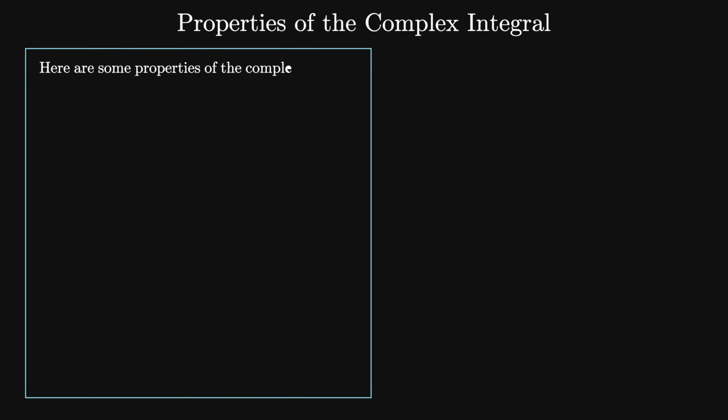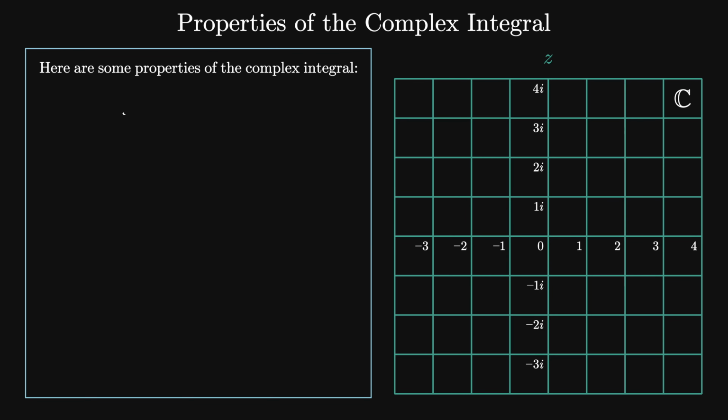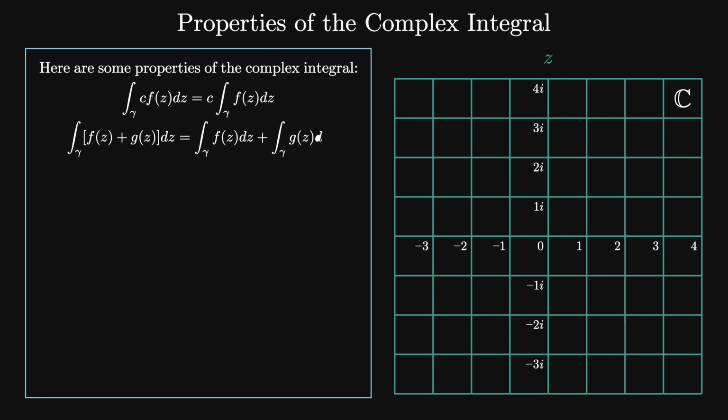Let's take a look at some properties of the complex integral. First, the integral along gamma of c times f of z dz is equal to c times the integral along gamma of f of z dz, where c is a constant. Second, the integral along gamma of f of z plus g of z dz is equal to the integral along gamma of f of z dz plus the integral along gamma of g of z dz.